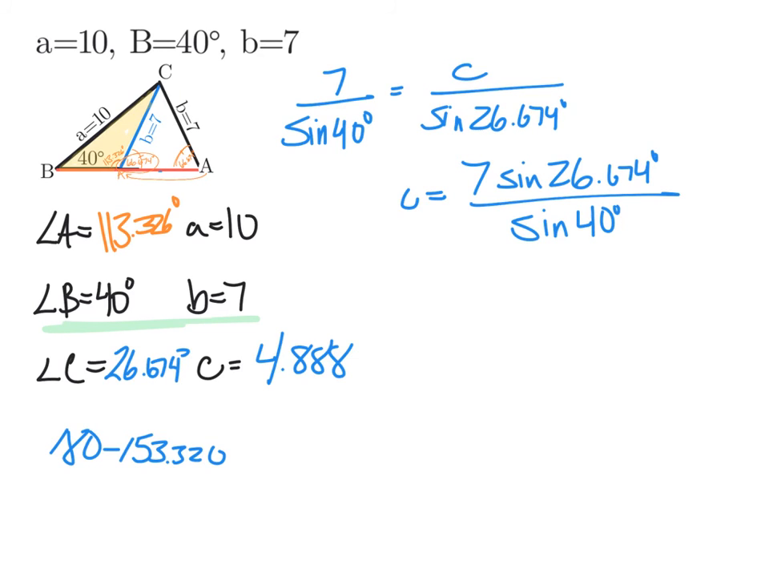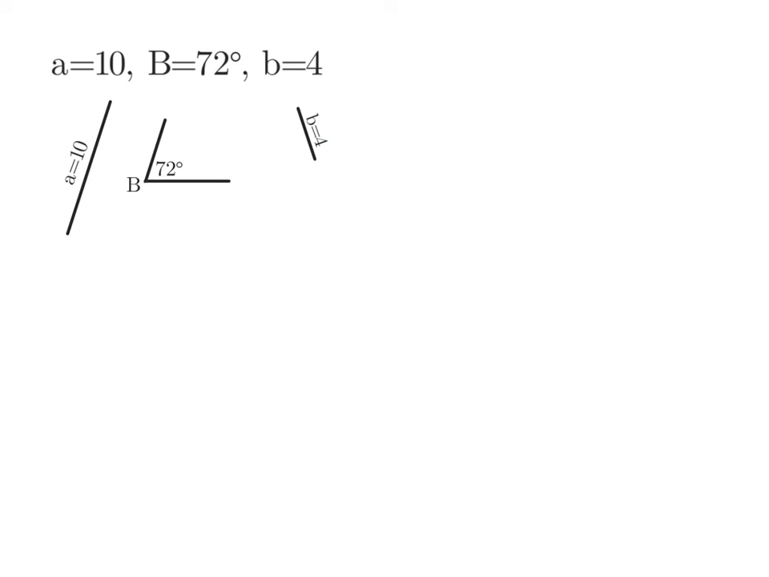And real quick, it looks like our largest angle is paired with our largest side, and our smallest angle is paired with our smallest side here and here. So we should be good. Now don't think that just because you're given angle side side, there has to be two solutions. That's not necessarily the case.